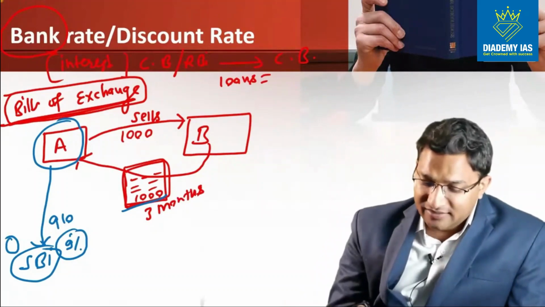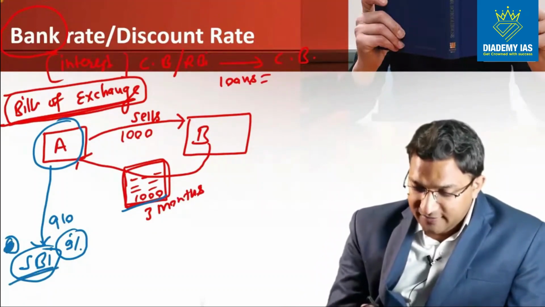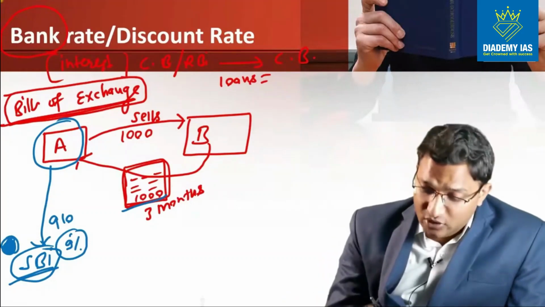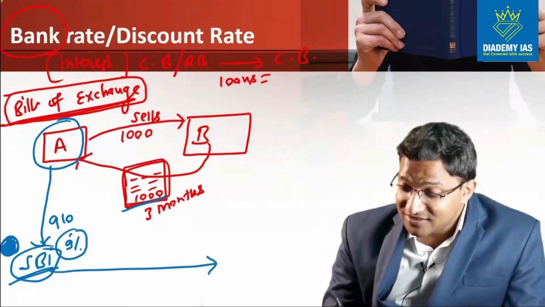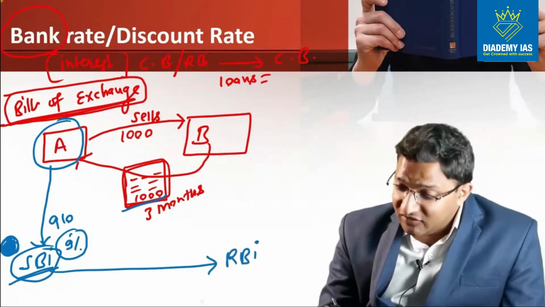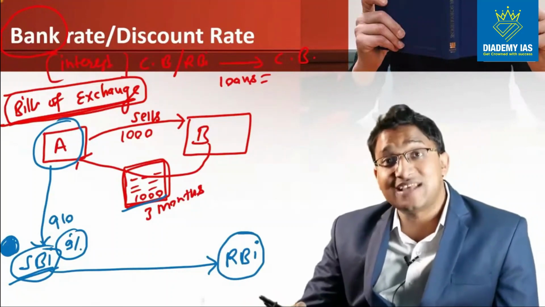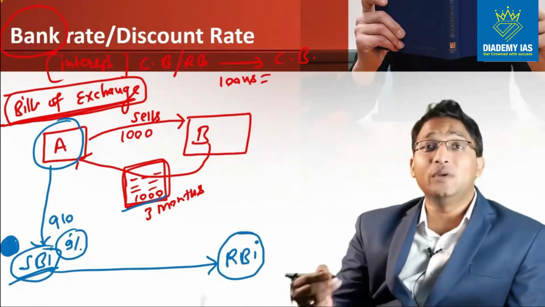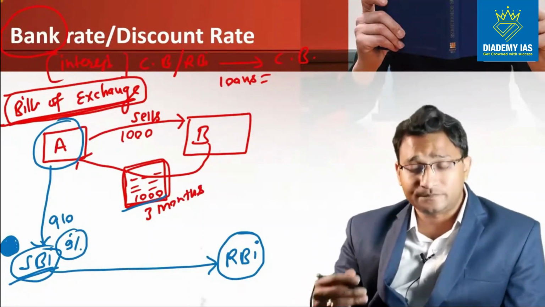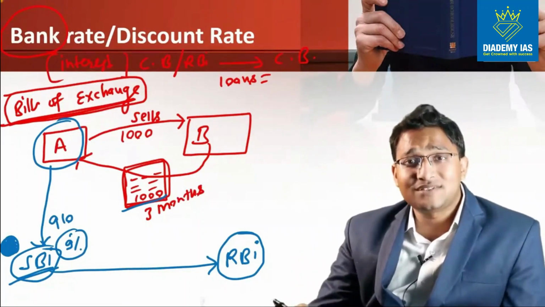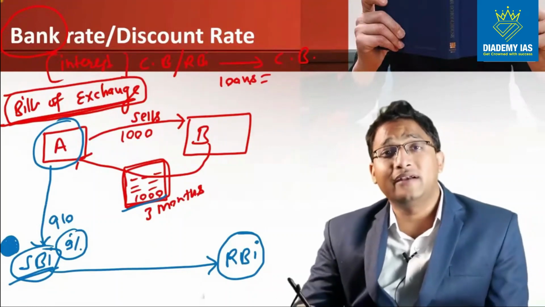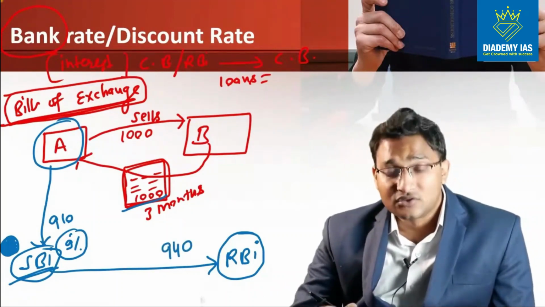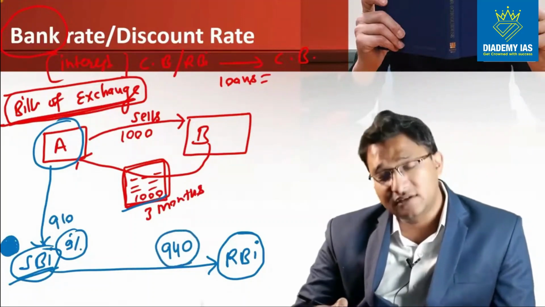Right? So suppose Mr. A agrees and he gets the 910 rupees. Now SBI, the State Bank of India, has got this bill of exchange, right? Now SBI also wants liquidity. SBI is short of cash. So what will SBI do? SBI will go to its own bank, which is the RBI or the central bank, and say, Mr. Central Bank, I have this bill of exchange. Please keep this bill of exchange and give me 1,000 rupees. Mr. RBI will say that I cannot give you 1,000, rather I can give you 940 rupees only, right?